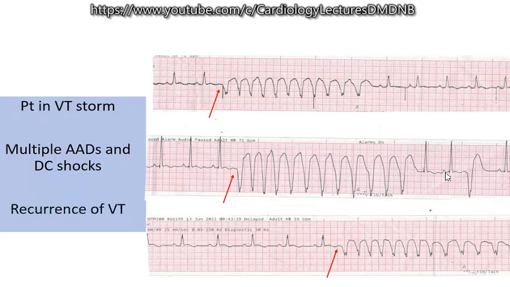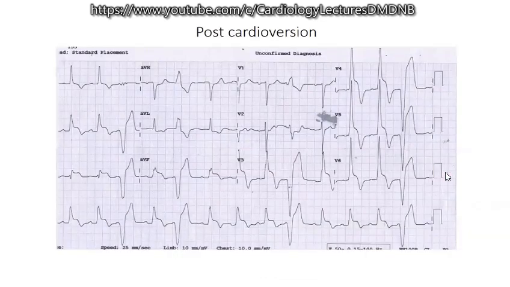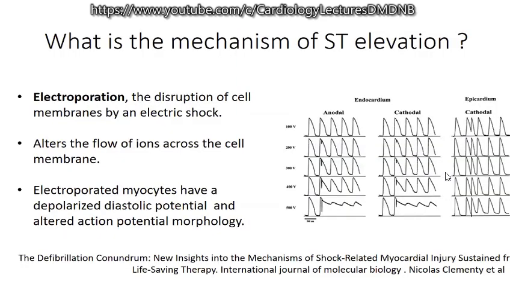So this patient continued to have VT in spite of all these shocks and antiarrhythmic drugs. And this is again an interesting finding that we picked up in our patient. So after the cardioversion, this patient had profound ST elevations in the inferior as well as the anterolateral leads. Coronary angiogram was also done in this patient, but that turned out to be normal. So what is the exact mechanism of ST elevation in this patient?